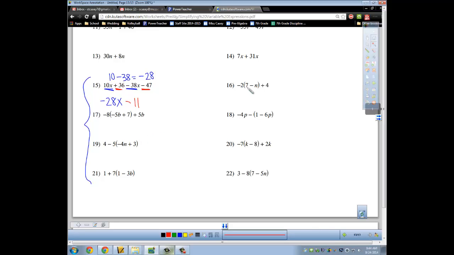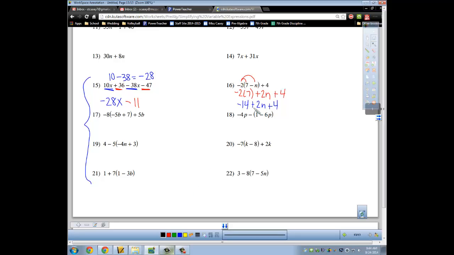16, we have a little bit of distributive property here. Remember to do negative 2 times 7. And then this is still a negative. Negative 2 times a negative n is a positive 2n. Negative times a negative is a positive. And subtraction and negative is the exact same thing. So I'm done with that part. Bring down my plus 4. I'm going to simplify it just a little bit. Negative 2 times 7 is negative 14 plus 2n plus 4.